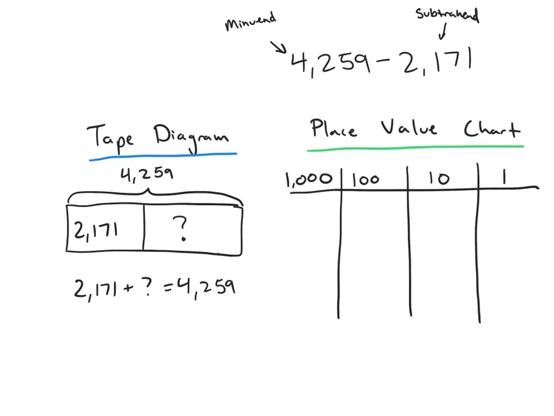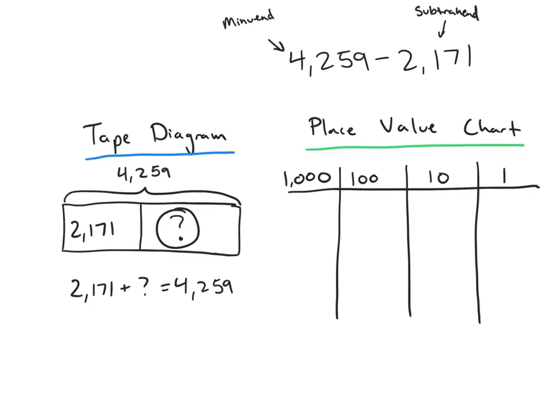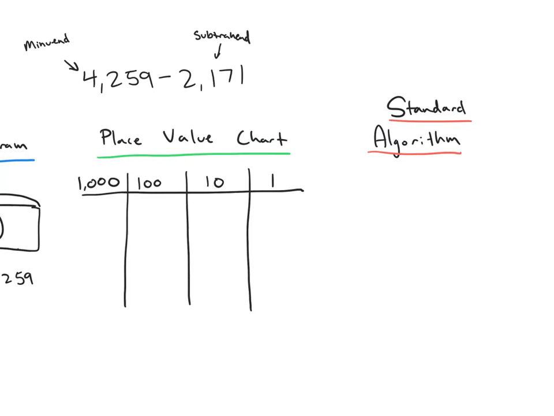But now that we have a firm understanding of what we're asked to do, we're looking for this value right here. We're going to use the place value chart and the standard algorithm to help us solve this problem. I have the place value chart set up already. I'm also going to set up my numbers here for solving this with the standard algorithm. Just like addition, I want to make sure that my ones place is lined up with my ones place, my hundreds with my hundreds, my tens with my tens, my thousands with my thousands.